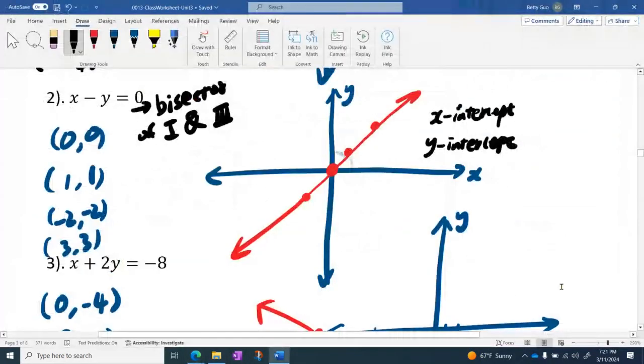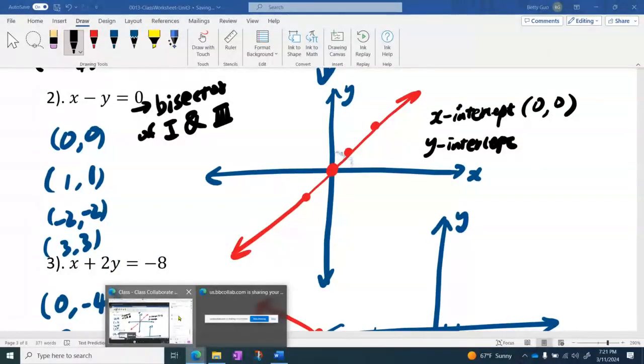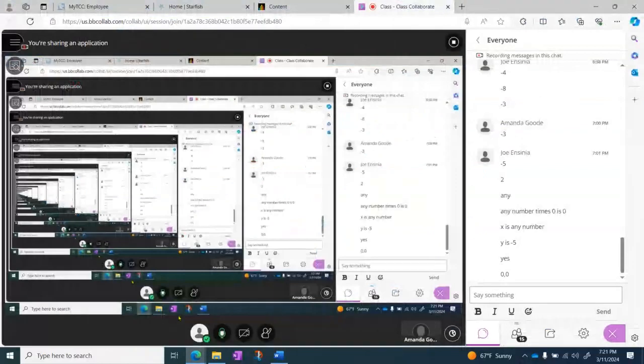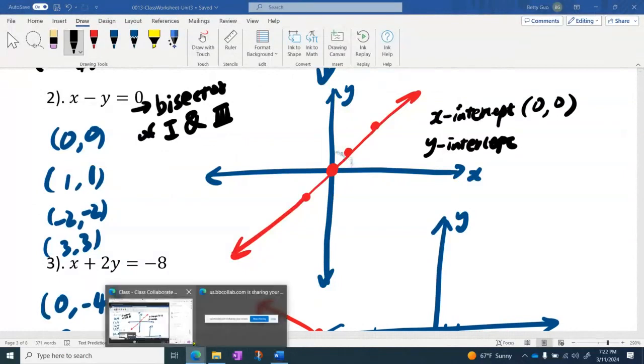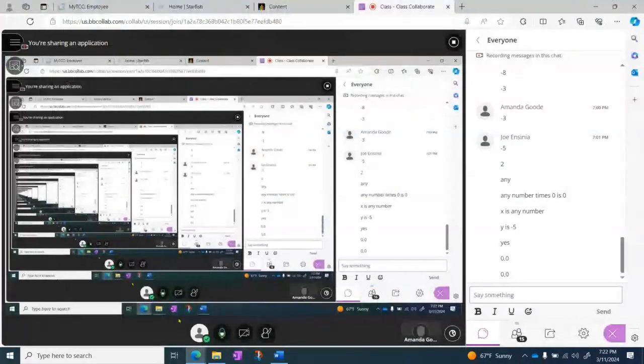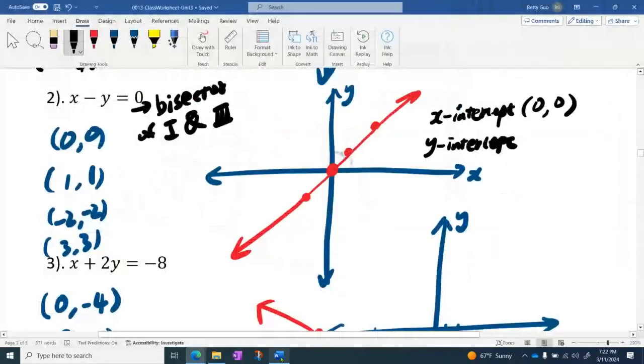Hmm. (0, 0), guys. (0, 0). The origin. Yeah, thank you, Joe. And what is the y-intercept? The y-intercept is the intersection of the y-axis and the straight line, right? Yeah, it's also (0, 0).